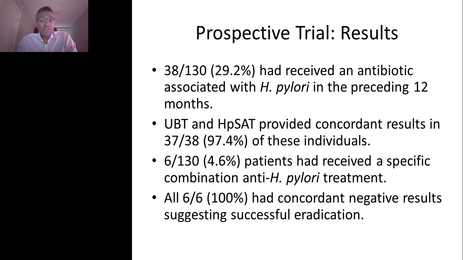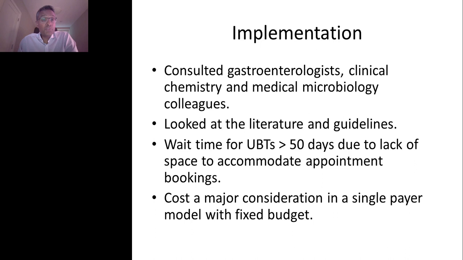Out of the 38 patients that had received those antibiotics, 37 had concordant results between the UBT and the stool antigen test. Of note, 6 out of the 130, or 4.6%, had received a specific combination anti-H. pylori treatment. And all of these, 6 out of 6, had concordant results between the two, which was encouraging that the stool antigen test and the UBT test provide concordant results post-treatment to demonstrate successful eradication, which is done routinely.